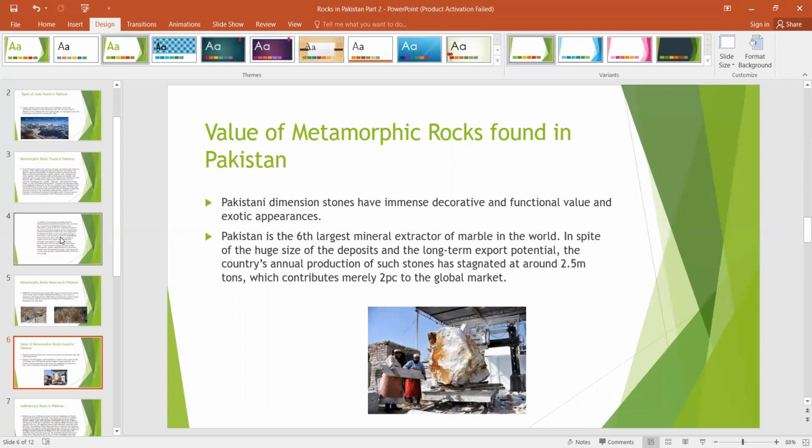In spite of the huge size of the deposits and long-term export potential, the country's annual production of these stones is only around 2.5 million tons, which contributes to only 2% of the global market, which is very less if we compare to the total deposits that are present in Pakistan.